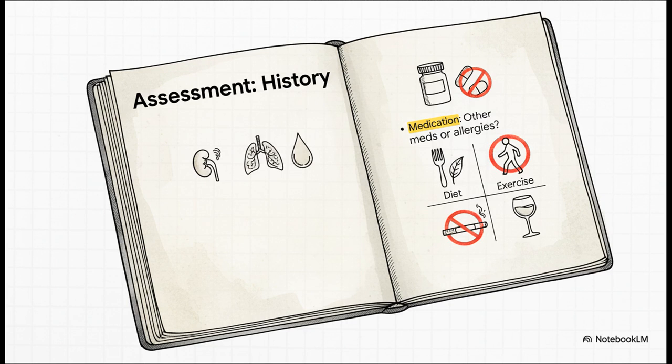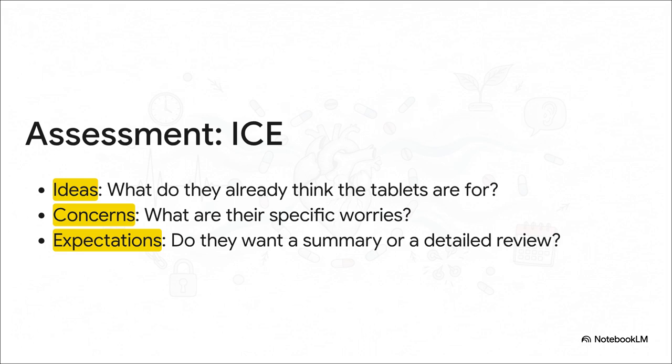A really great way to structure the lifestyle chat is using the DASA mnemonic: diet, exercise, smoking, and alcohol. It gives you a quick, complete picture that you'll need for her management plan. Now, this slide is key. This is what turns a good consultation into a great one.